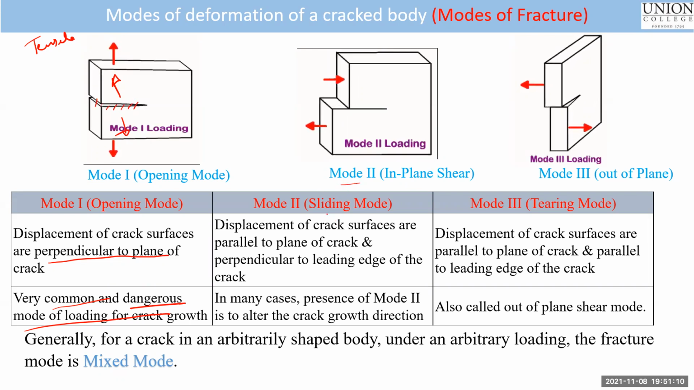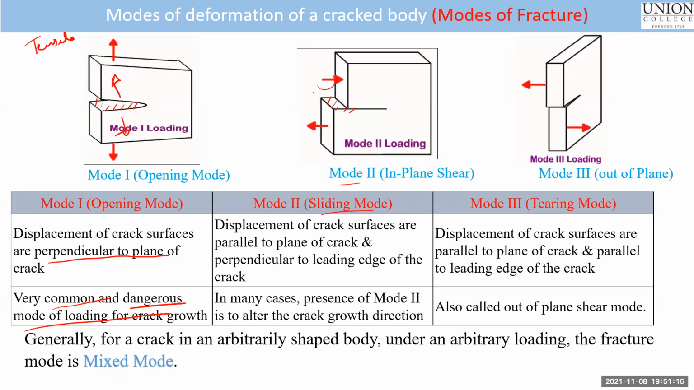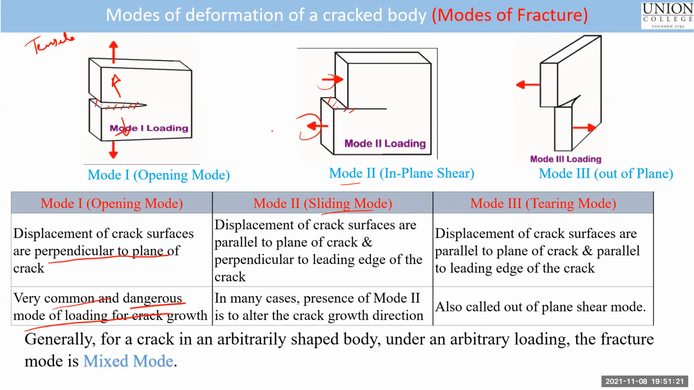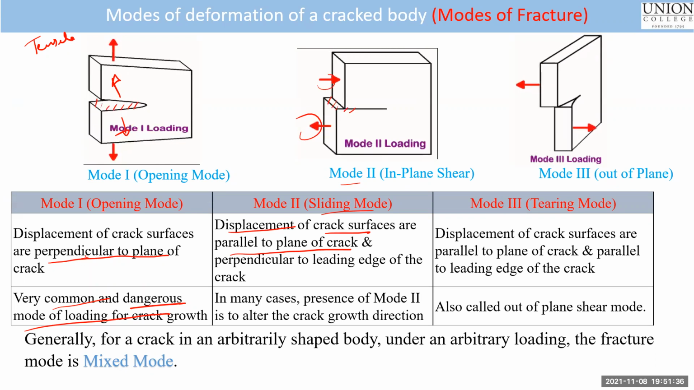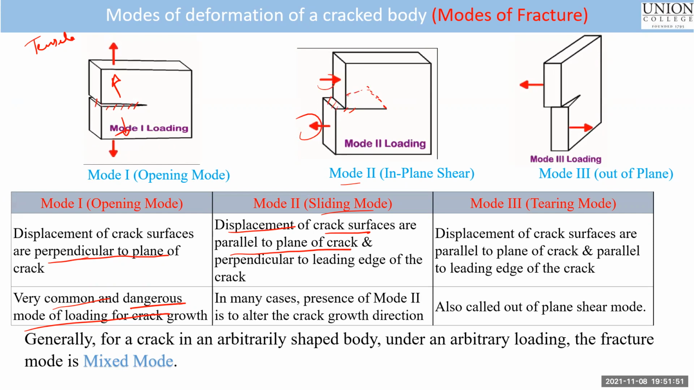Mode two is called sliding mode. You could imagine, if this is the crack surface and you have a load acting in such a fashion that it's going to slide the crack surface. So the displacement of crack surfaces is parallel to the plane of crack. Previously, they were perpendicular. In sliding mode, the displacement is parallel to the plane of crack and perpendicular to the leading edge. What do we mean by leading edge? That's the leading edge of the crack, right? Imagine this in 3D.